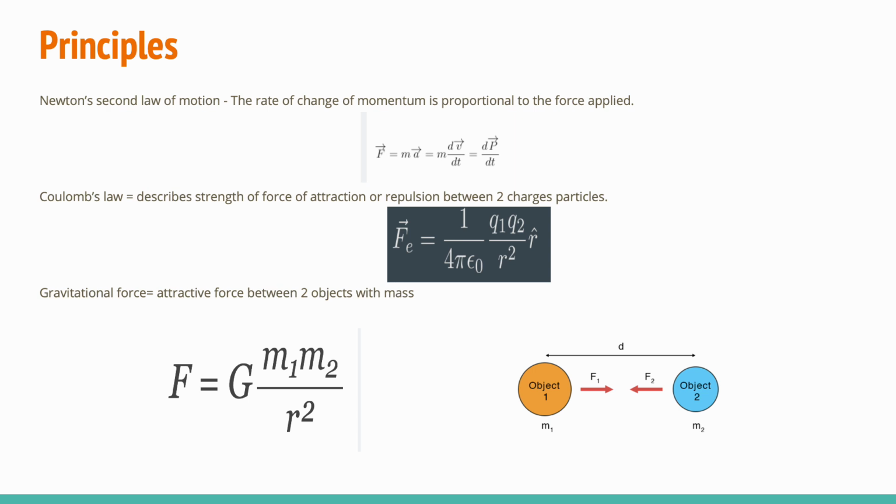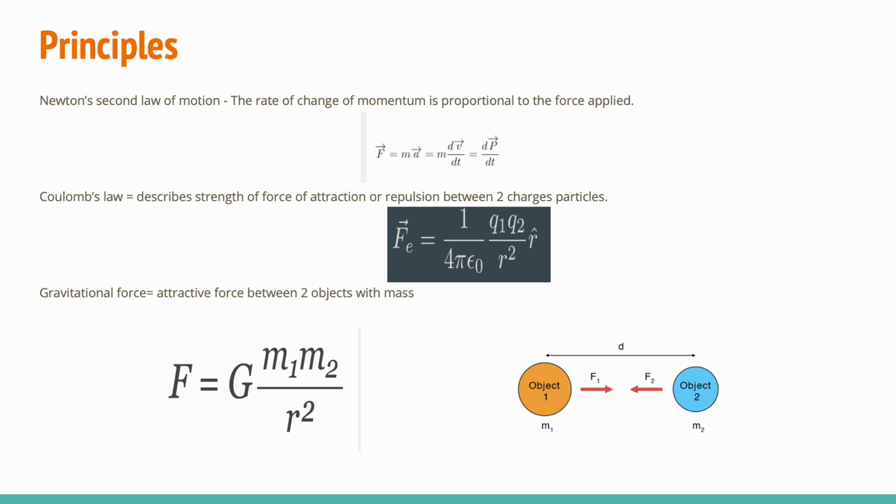Coulomb's law describes the strength of the force of attraction or repulsion between two charged particles. So the F vector is equal to 1 by 4 pi epsilon naught, which is the Coulomb's law constant, times q1 times q2 divided by the magnitude of r squared times r hat, where q1 and q2 are the charged particles, r hat is the direction, and r squared is the magnitude.